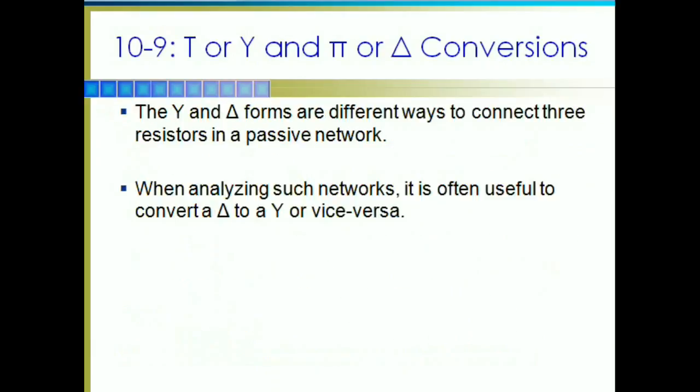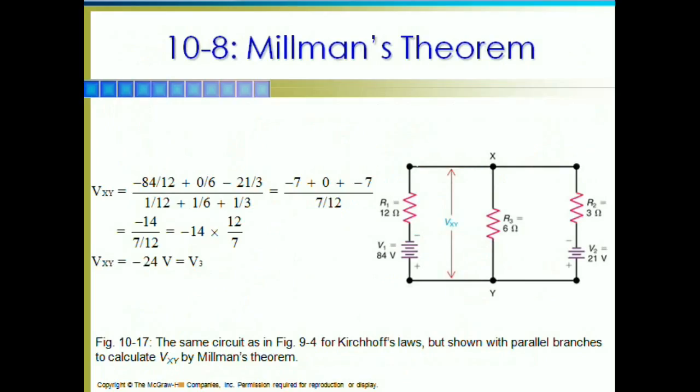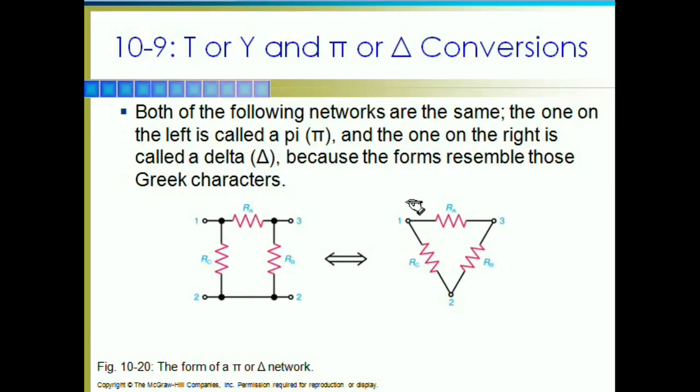Now, next week, we are going to look at the analysis of delta and Y circuits, which is what we have here, T or Y, or pi, also known as delta circuits. And it's useful in analysis to be able to convert back and forth between the two, because one may have an easier analysis than another. And we'll look into that as we go through next week.